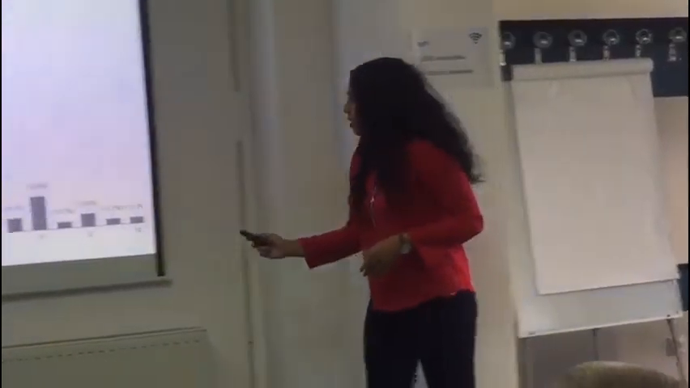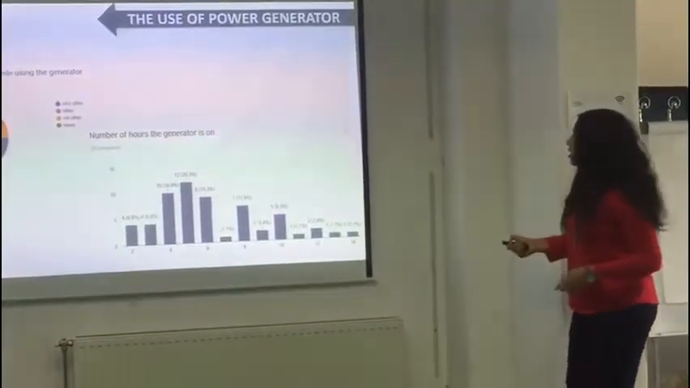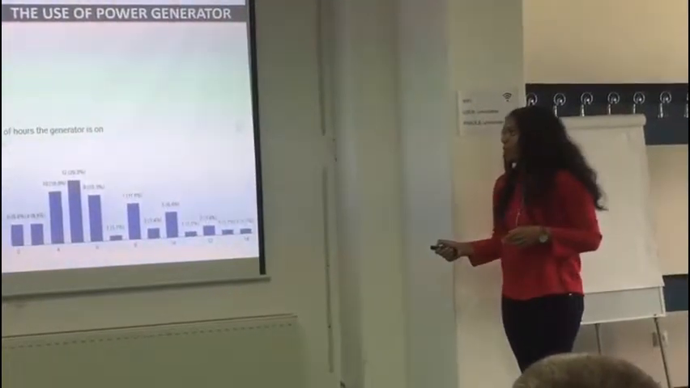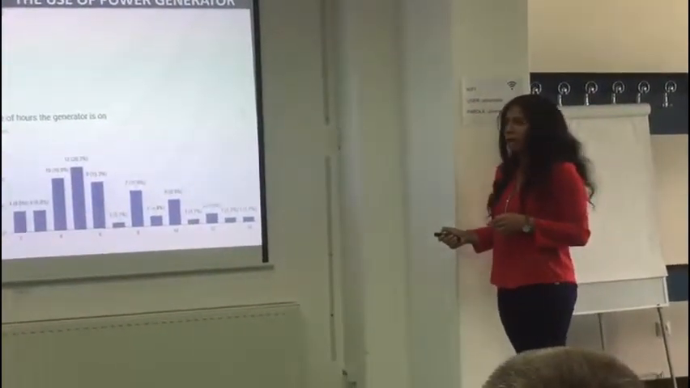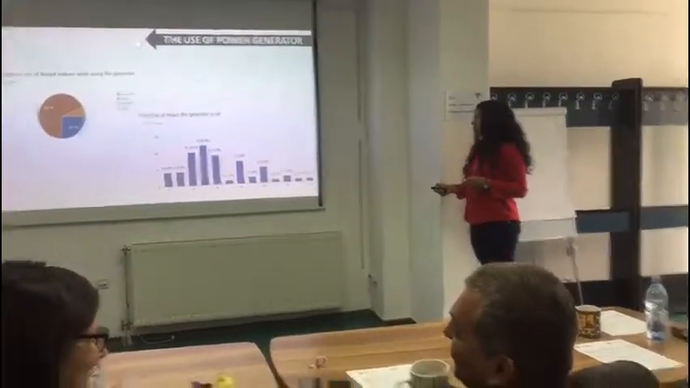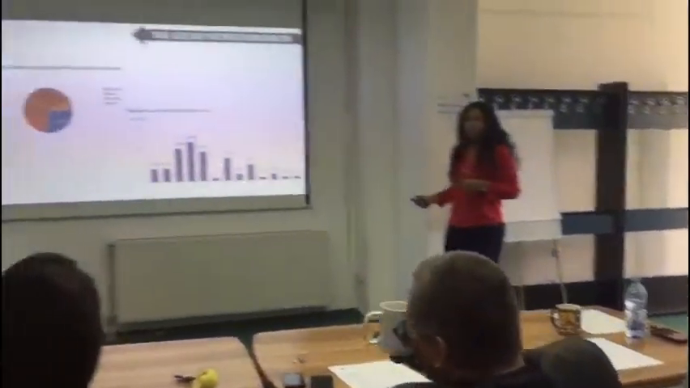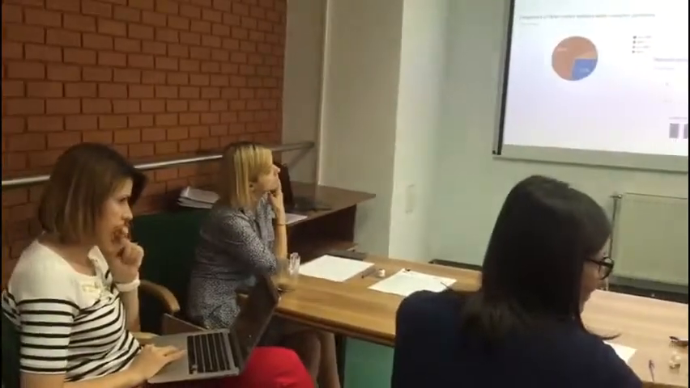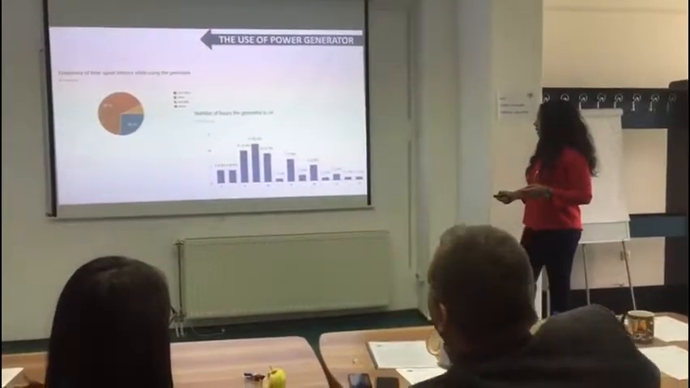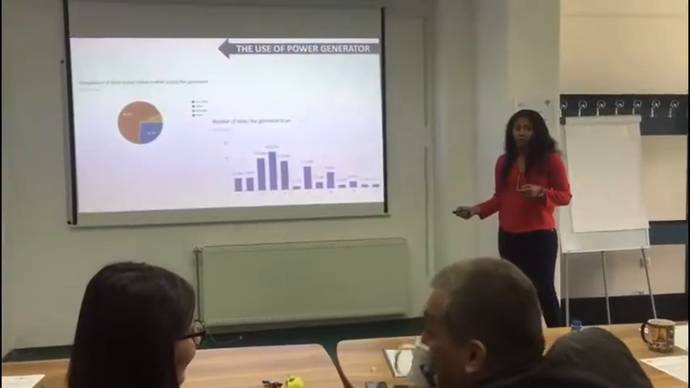This graph here shows, on this side of the graph, the number count of individuals that use their generator per hour. Here, 20.3% of the individuals indicated that they use their generator 5 hours while indoors, while 16.9%, that is 10 people, indicated using their generator for a maximum of 4 hours.